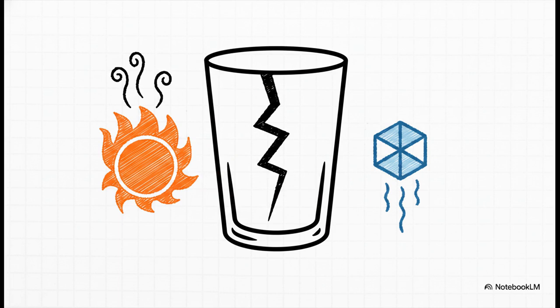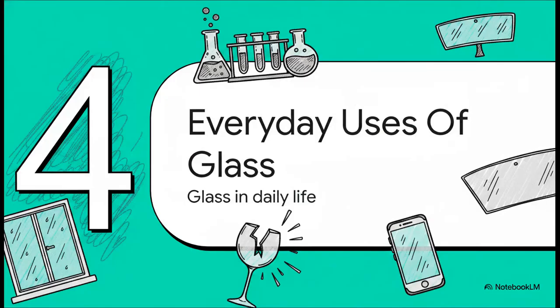Now, this brilliantly illustrates another really important property you need to remember: temperature sensitivity. While glass can handle some heat, be warned. If you take an ordinary hot glass straight out of the steaming dishwasher and immediately pour freezing cold ice water right into it, it might crack. Yep, sudden drastic changes from very hot to very cold or cold to hot can actually cause ordinary glass to break. All right, moving right along into Section 4, Everyday Uses of Glass.